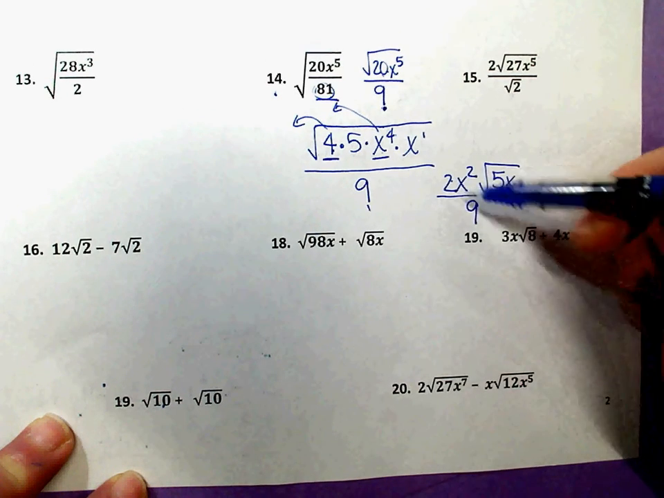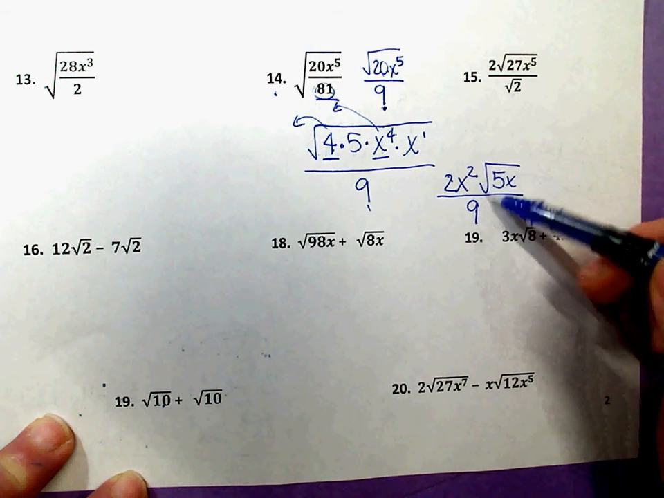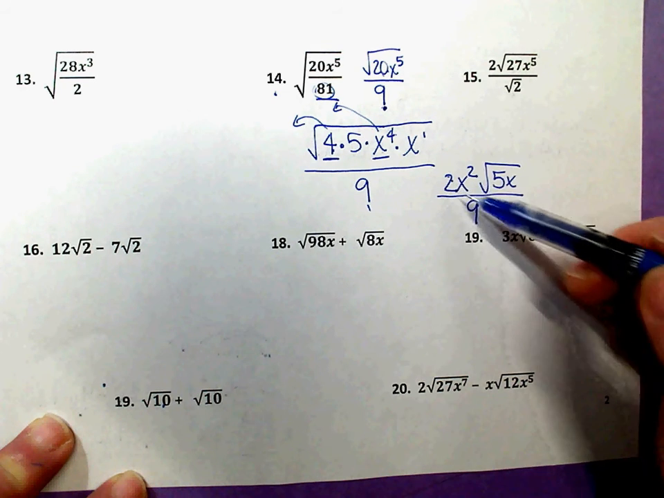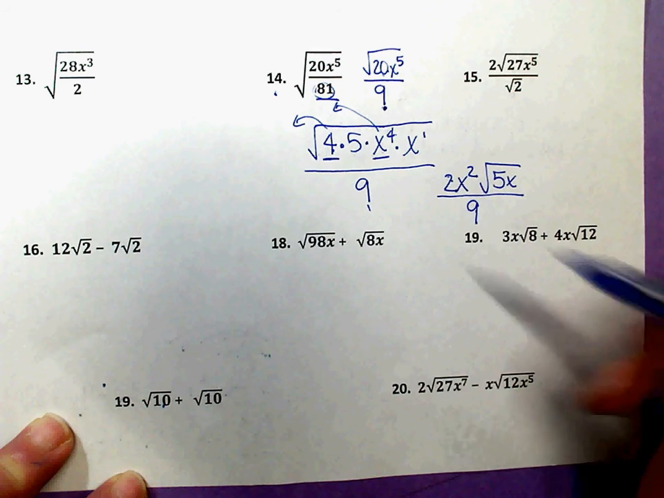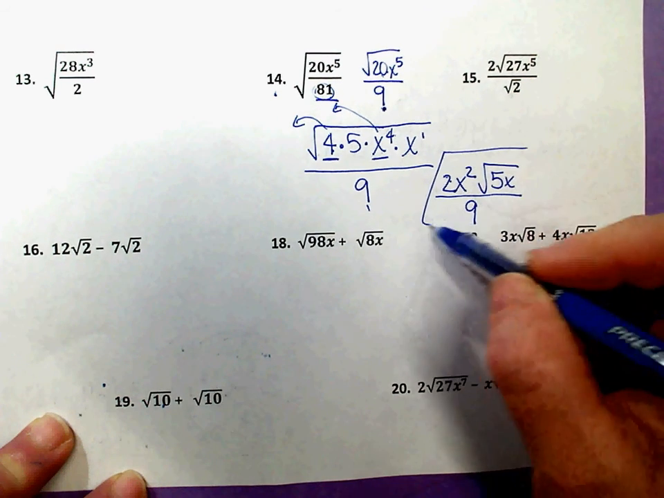If these two numbers that are both outside of the square root sign could reduce, like if this were a 2 and a 10, I would reduce them, but they don't reduce, and this is my final answer.